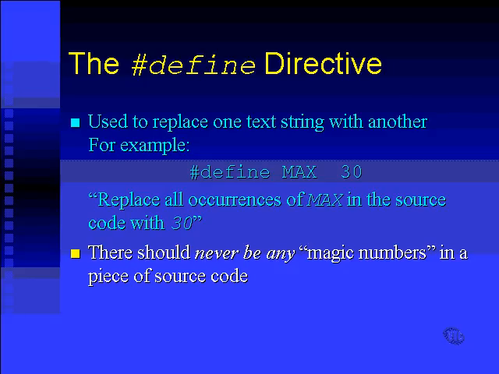It helps us with this particular rule of code. There should never be any magic numbers in a piece of source code. This is not a rule. This is just a guideline. This is just if you want to write quality code, if you don't want to be thought of as a hack who doesn't really know how to write code, then you tend to follow this rule.